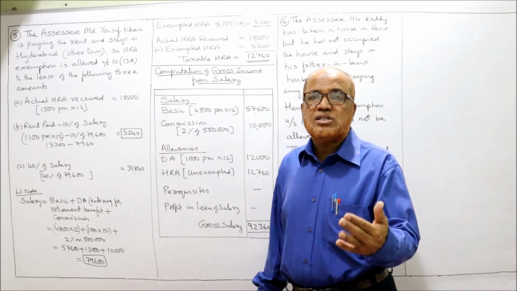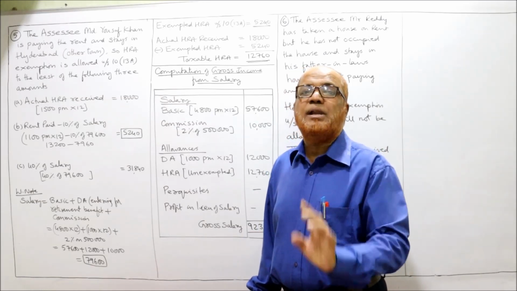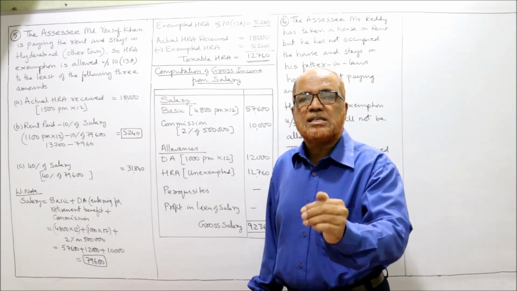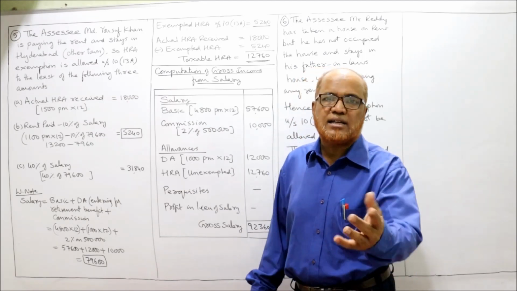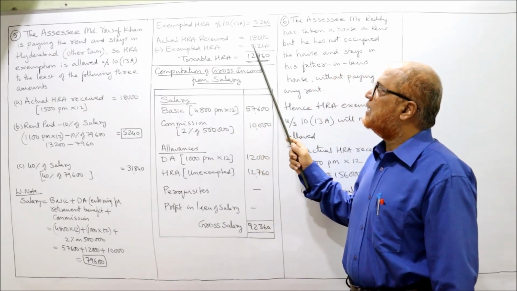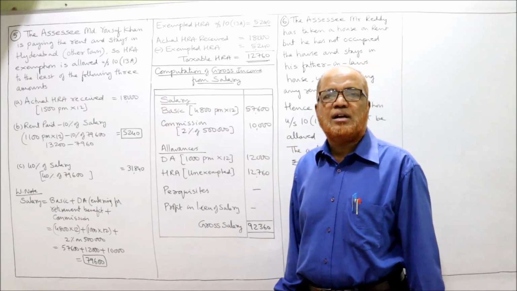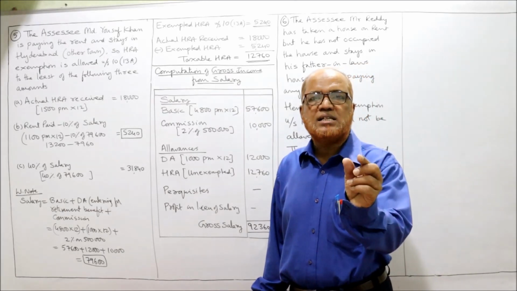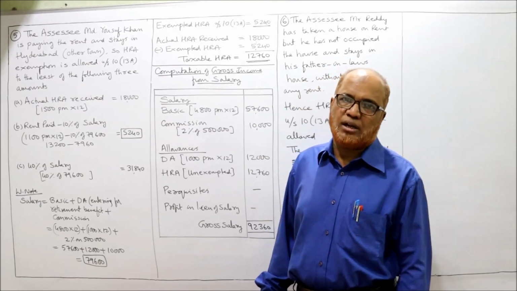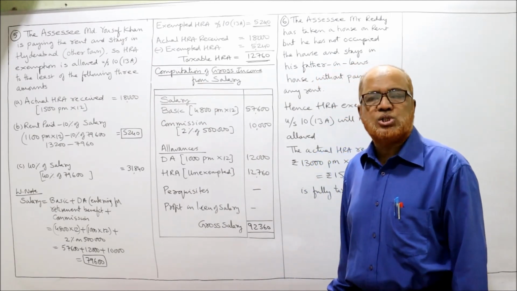Now taxable HRA, it is asking in the problem what is the proportion of taxable HRA. So actual HRA received minus exempted HRA, you will get taxable HRA. So actual HRA received 18,000 minus exempted HRA 5,240. So taxable HRA is 12,760. This is the taxable portion or unexempted portion of HRA. First part completed. Second part, it is asking you to calculate the gross salary.